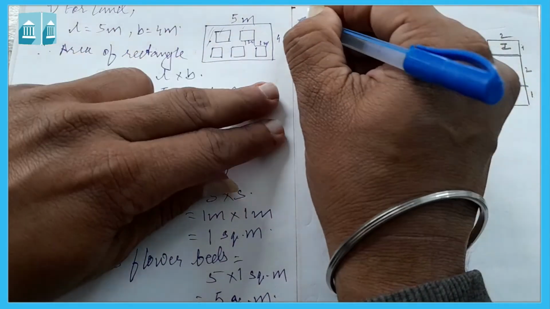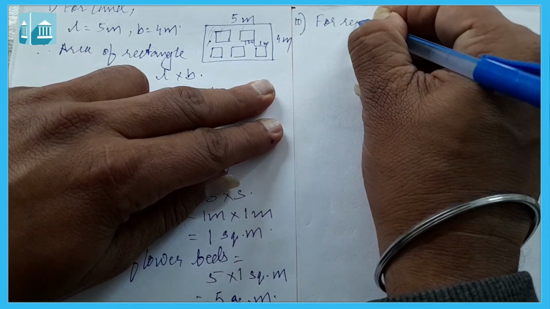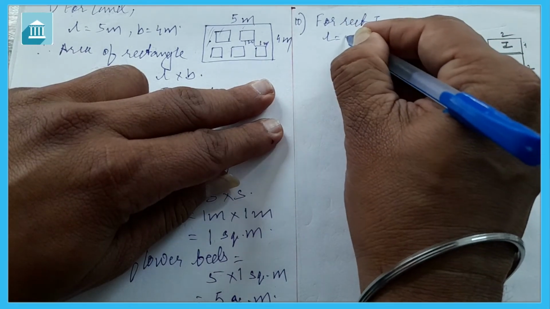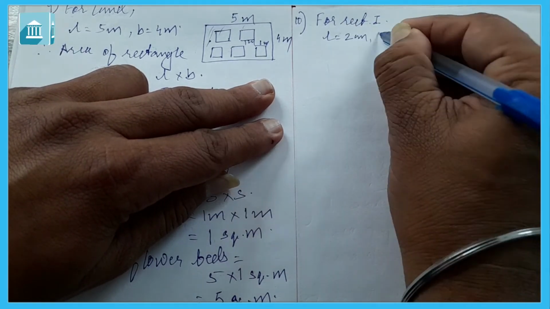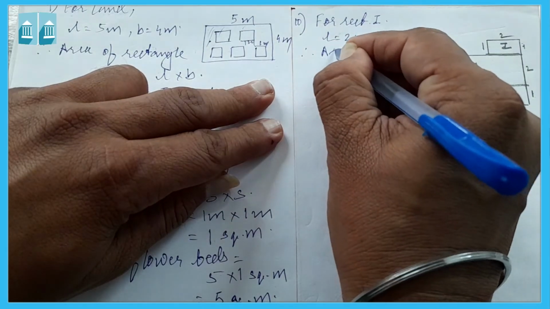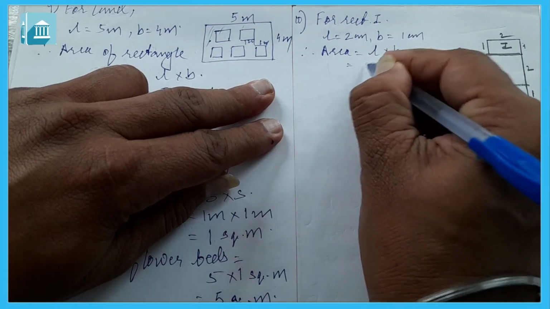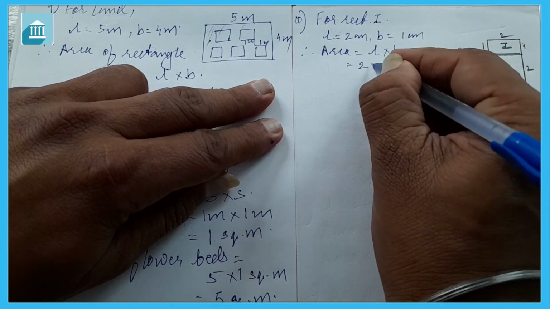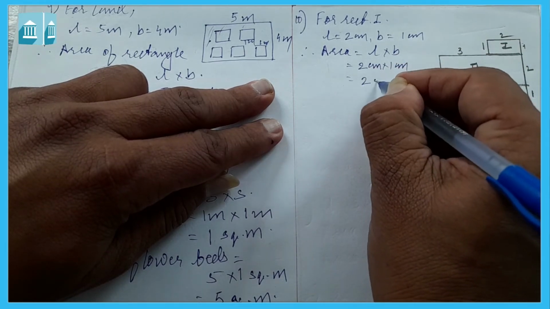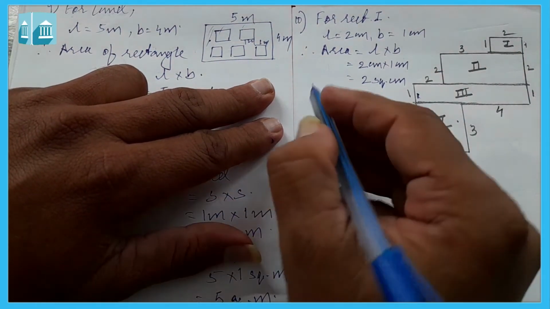Let's start from the first. For rectangle 1, here length is equal to 2 centimeter, breadth is equal to 1 centimeter, therefore area is equal to L into B, which is equal to 2 centimeter into 1 centimeter, which is equal to 2 square centimeter. So this is for rectangle 1.